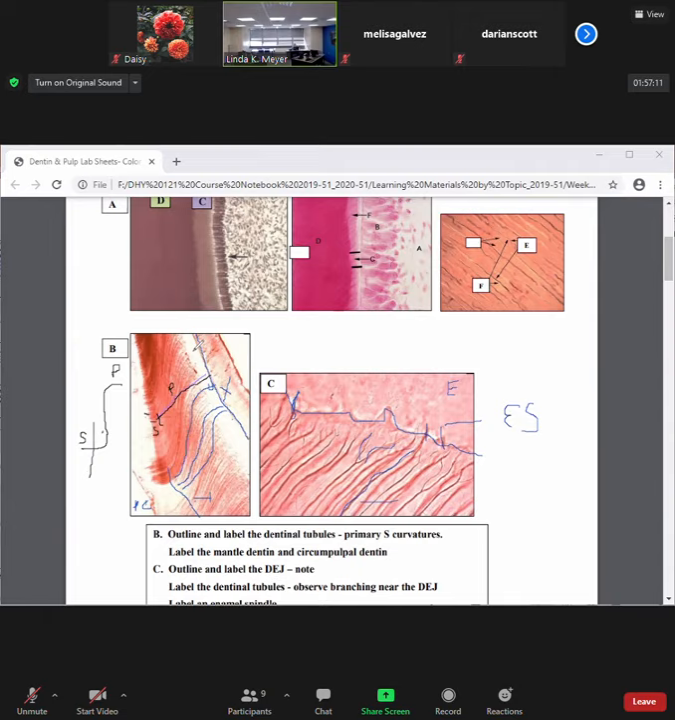circumpulpal dentin. Out here, the first few layers of dentin formed during tooth development. That's the mantle dentin. And then all of the dentin, whether it's primary or secondary, all of the dentin excluding mantle dentin is circumpulpal dentin.